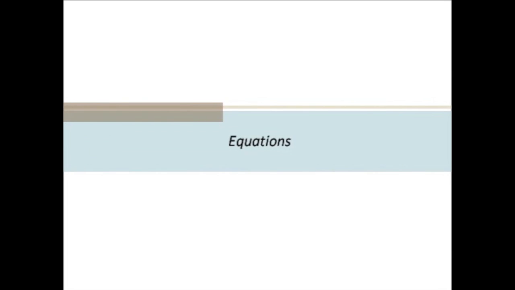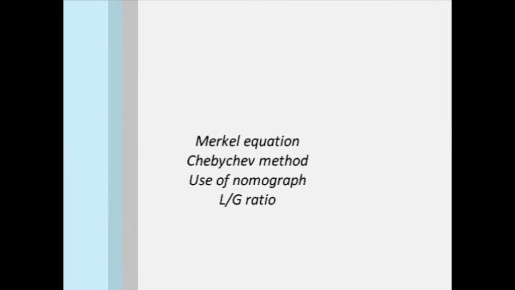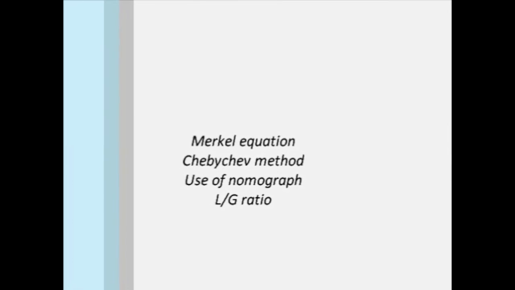Following equations that govern the cooling tower operation. According to Perry, 1997, in order to predict the tower performance, it is necessary to know the required tower characteristics for fixed ambient and water conditions. The governing equations for tower characteristic determination are the Merkel equation, Chebyshev method, use of the nomograph, and the L over G ratio.